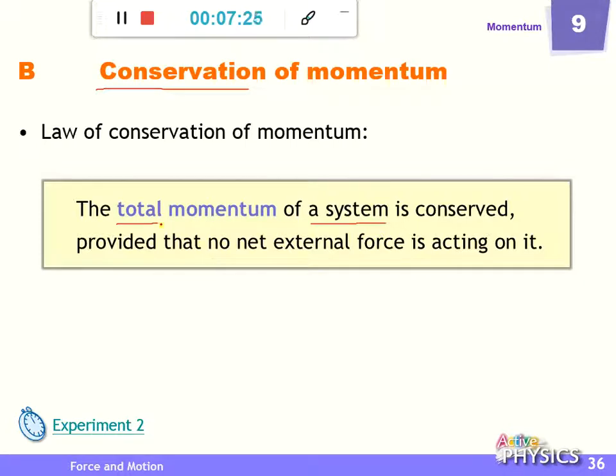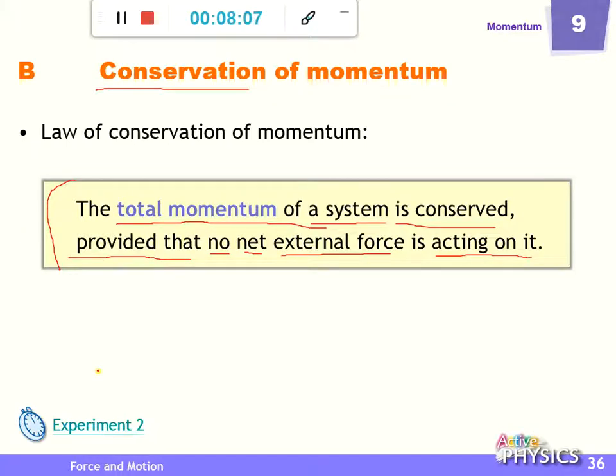Then in order to have the total momentum of the system conserved, we have one condition, provided that no net external force is acting on it. 冇外力出現，碰撞嗰一刻冇外力出現，咁就可以 conserve。有外力就唔得。But in examinations, in our cert level and A level, we will not have any net external force during collision. So this statement is always true, especially in examination.